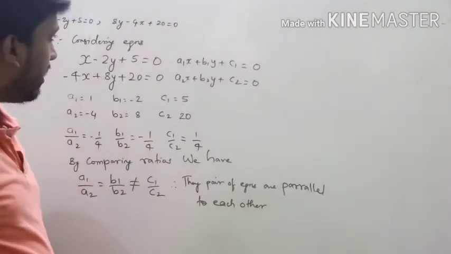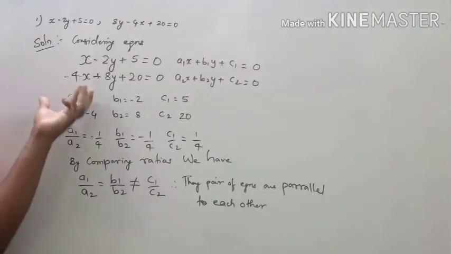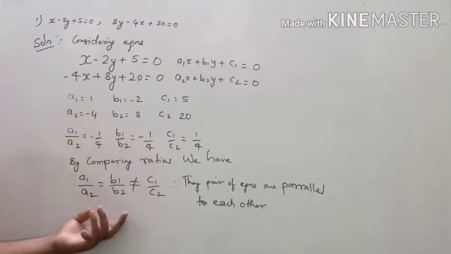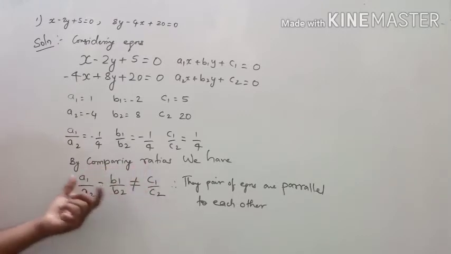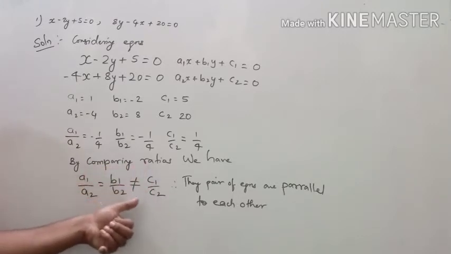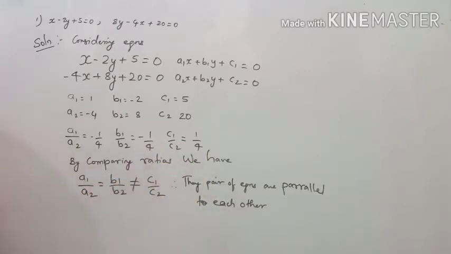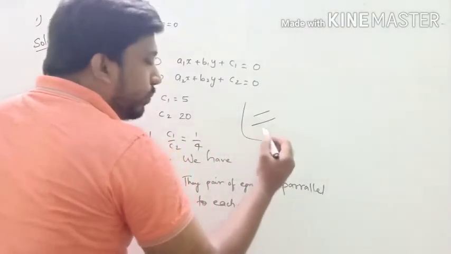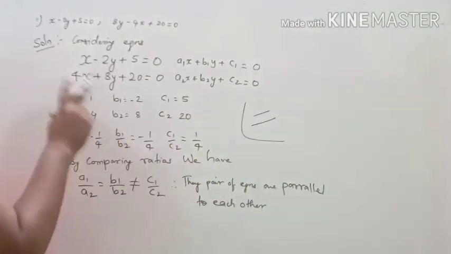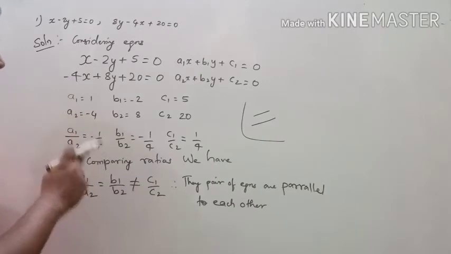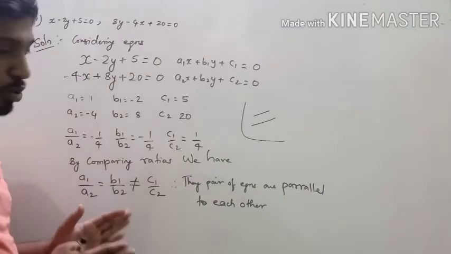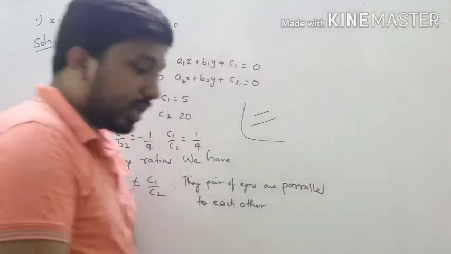I hope you people are understanding. So I have just taken the ratios and compared them. This is the final criterion: a1 by a2 is equal to b1 by b2, that is not equal to c1 by c2. If this condition occurs, then obviously they are parallel lines. When there are parallel lines in the graphical representation, they do not meet and we will not get any solution. So for these two equations, x minus 2y plus 5 and minus 4x plus 8y plus 20, we cannot get a solution, they are parallel lines. I hope you people are understanding.